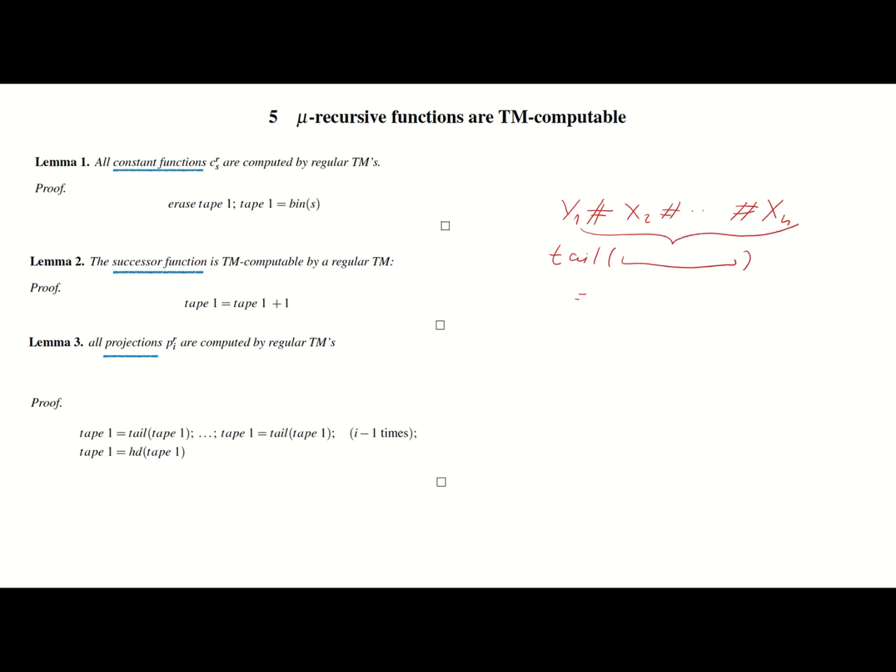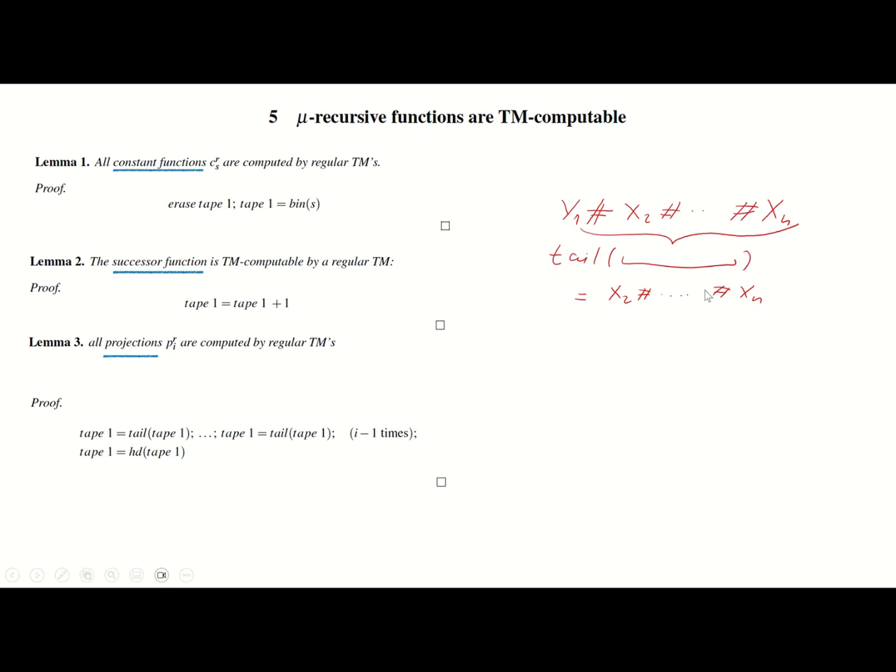And what is the tail of this? This is just x2 hashtag and so on up to hashtag xn. There was an exercise on your worksheet to write out the Turing machine that just erases x1. This is very easy. Just in the start state, you keep on erasing until you see hashtag. So this will output the tail.